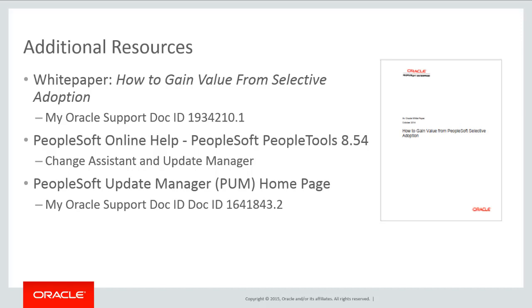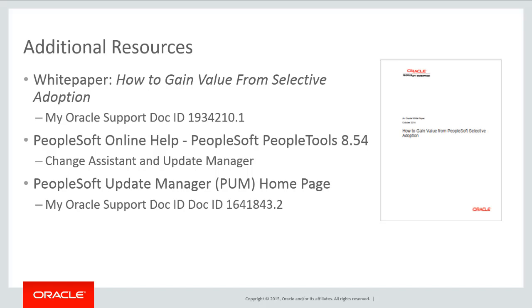The PeopleBooks documentation for the Selective Adoption utilities is found in the PeopleTools 8.54 Online Help under Change Assistant and Update Manager. You can find it in the same place the Fluid User Interface Developer's Guide is found, but it's in the Lifecycle Management Tools section.